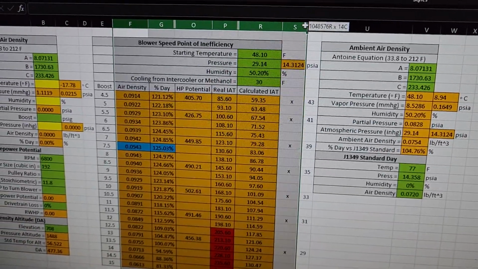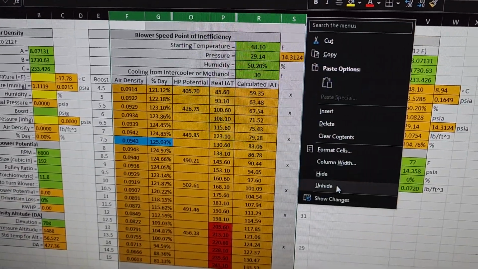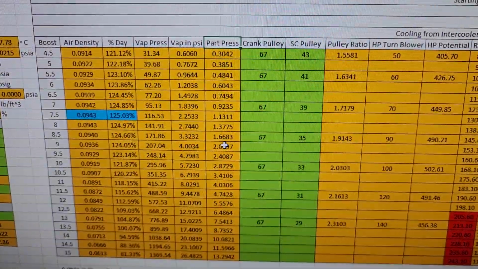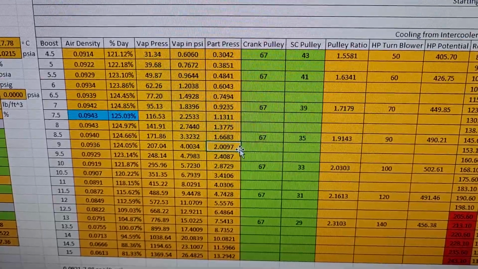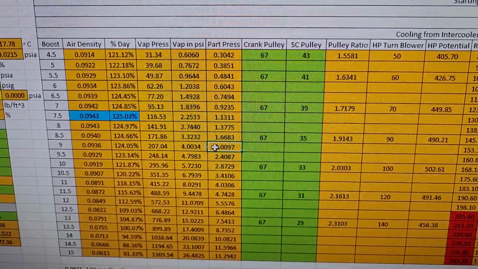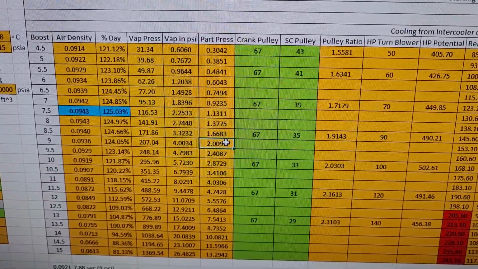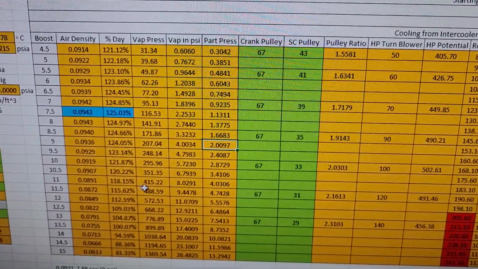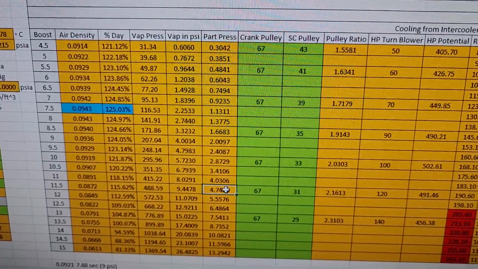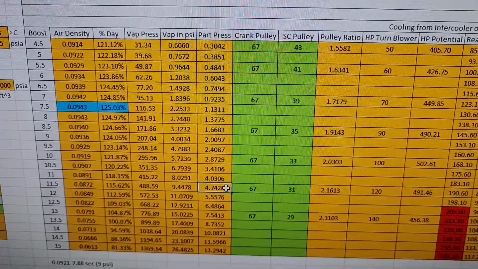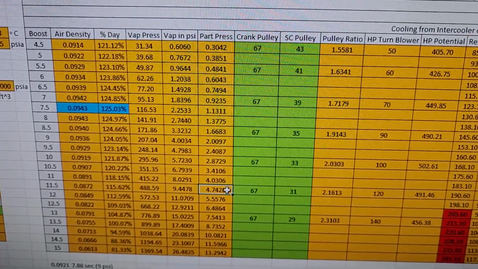And I'll show this one more time. If you look right here, this partial pressure, at 9 pounds of boost, I lose 2 psi of that 9 pounds of boost is being lost due to, basically, thermal expansion. So if you go down here to this 11.5, you're over double. So you're 4.7, you're over double the pressure.